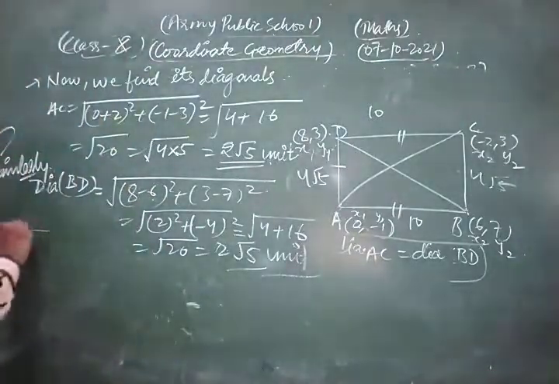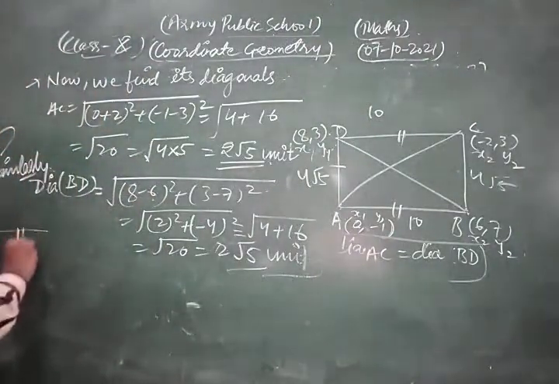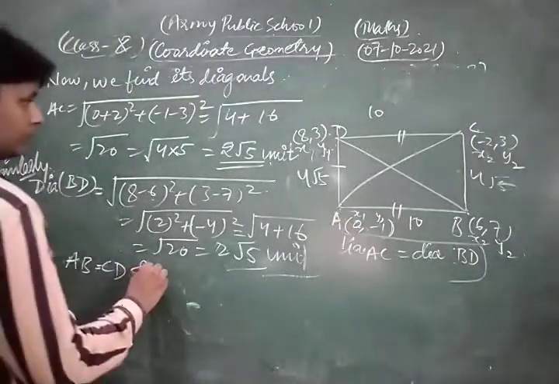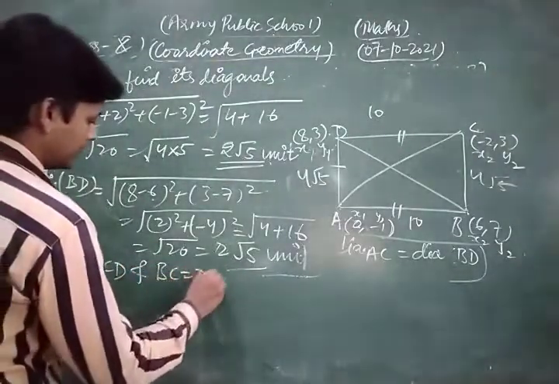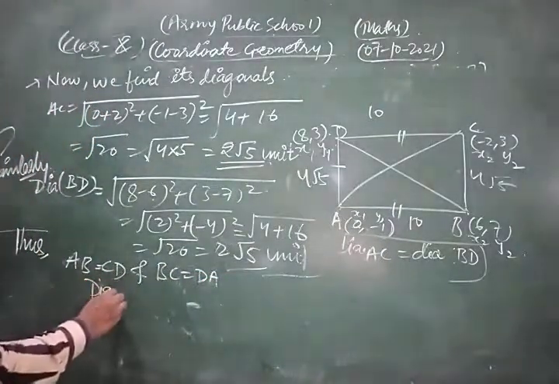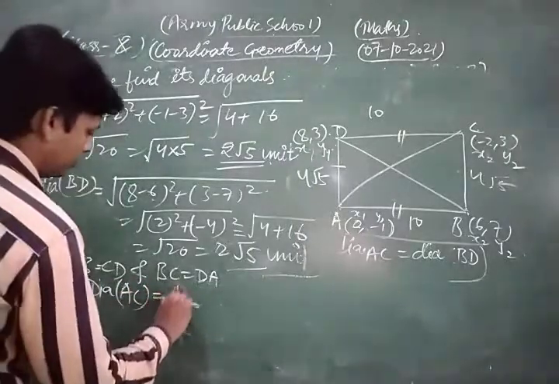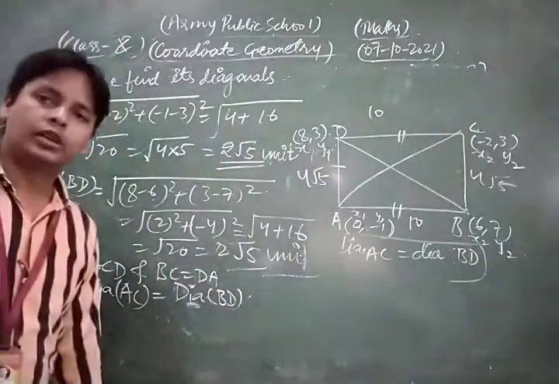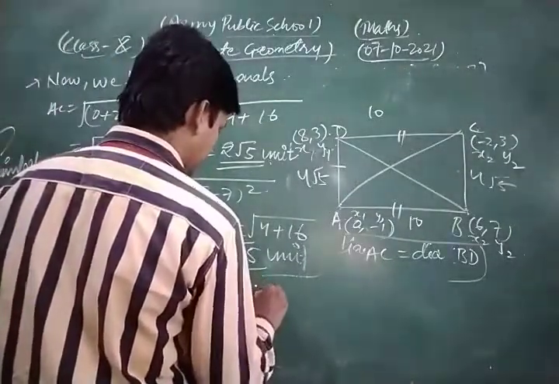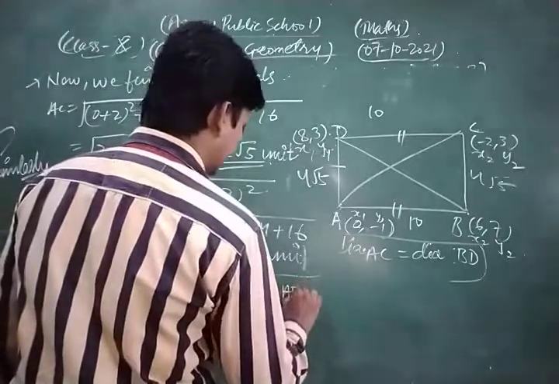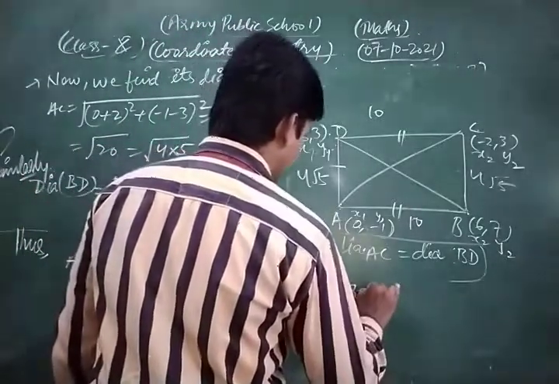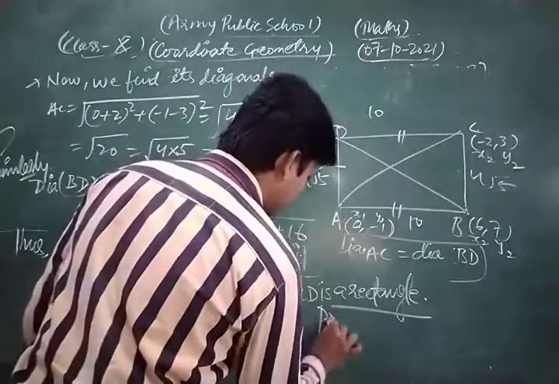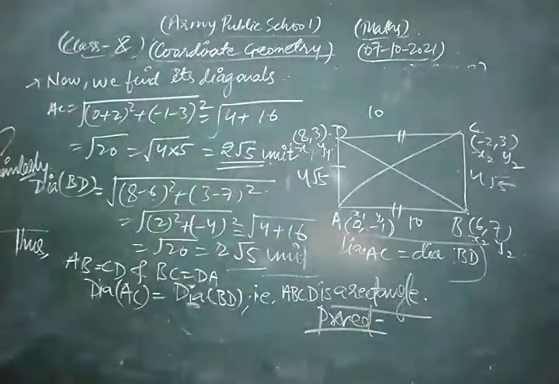Thus we can write, side AB is equal to CD and BC is equal to DA, and also diagonal AC is equal to diagonal BD, that is, ABCD is a rectangle. Hence proved. ABCD is a rectangle.